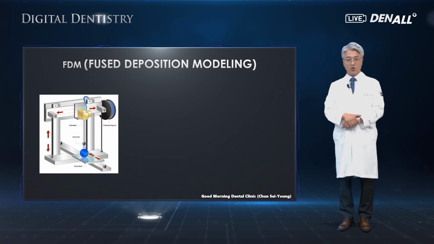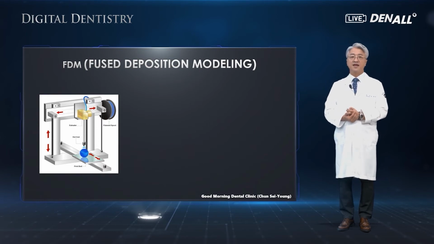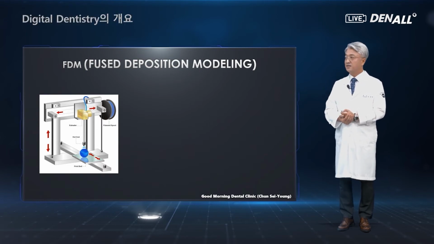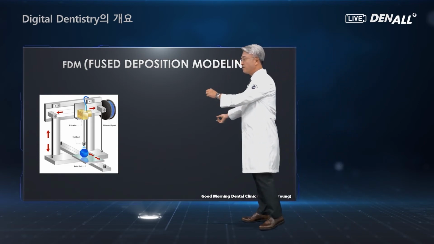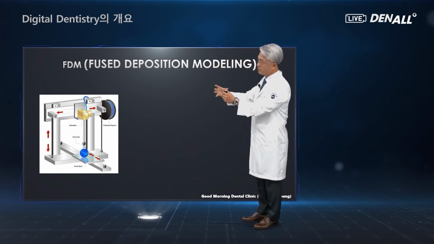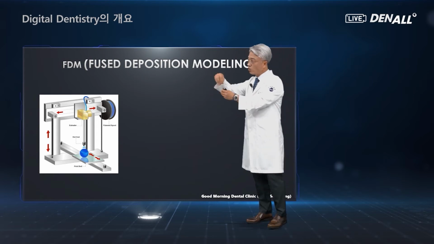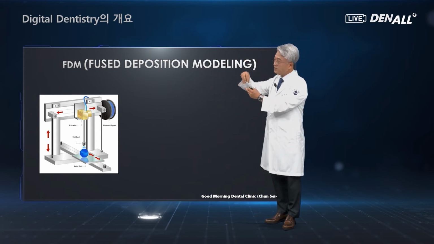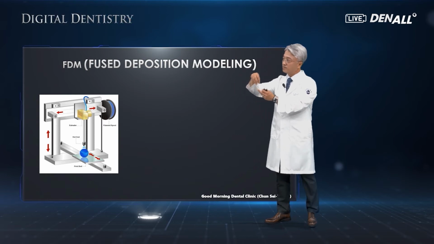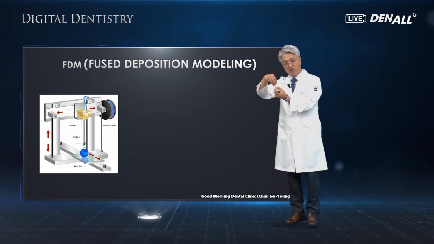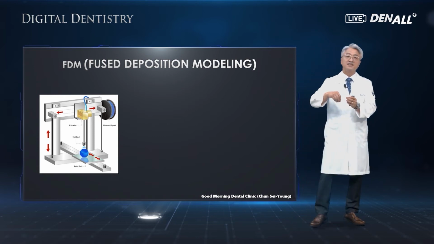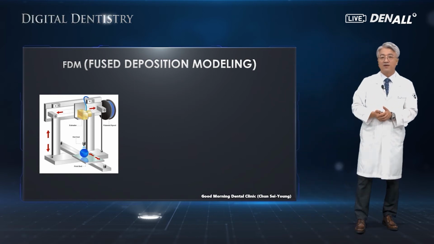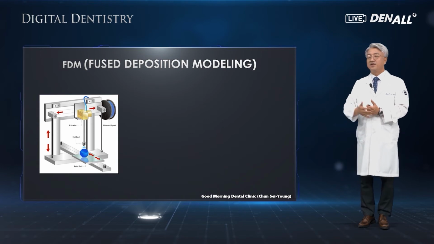Let's go to 3D printers. The first 3D printer type is FDM, thermoplastic resin. The filaments are pulled in, and in the extruder, heat is applied and the filaments are melted. Through the extruder, it is coming out to make an instrument or crown or a guide.